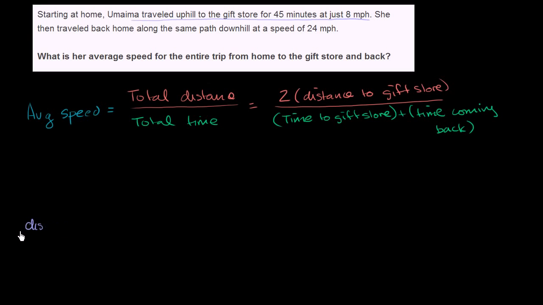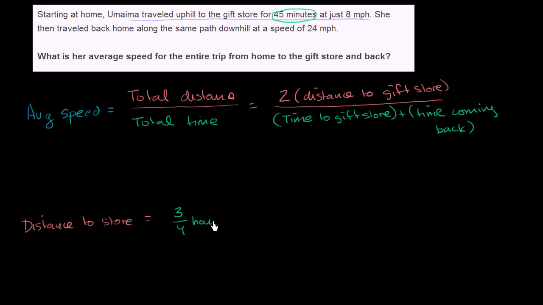Let me write it this way. Distance to the store will be equal to, and we have to make sure we have our units right. Here they gave it in minutes. Here they have 8 miles per hour. So let's convert this into hours. 45 minutes in hours is 45 minutes out of 60 minutes per hour. That's 45 sixtieths, divide both by 15. That's the same thing as 3/4, so it's 3/4 hours.